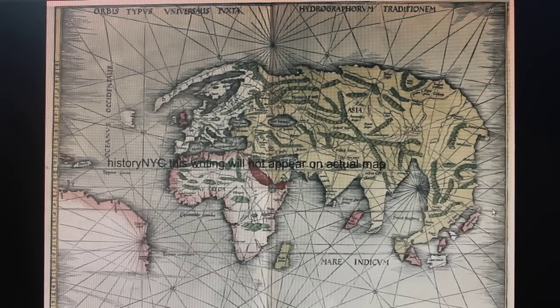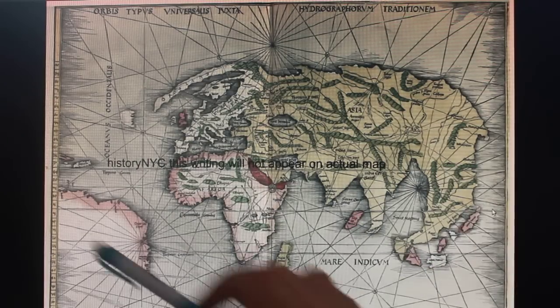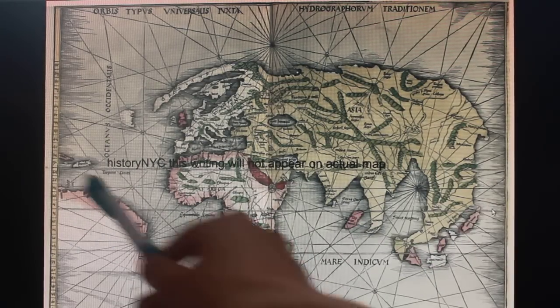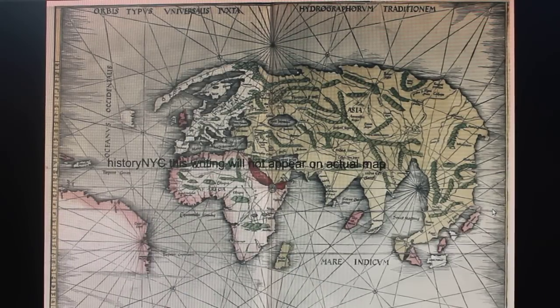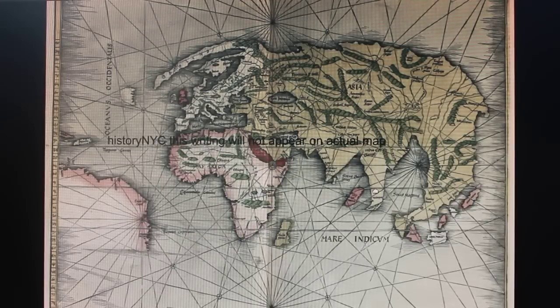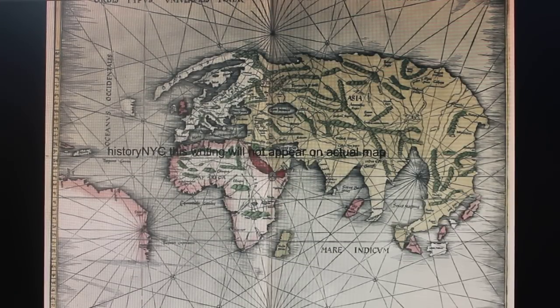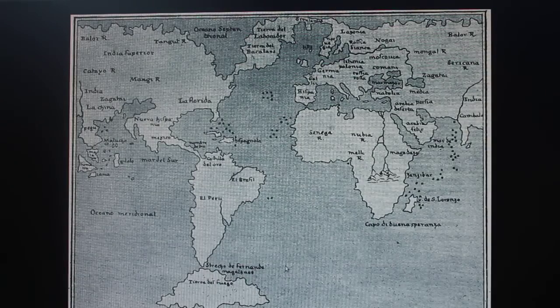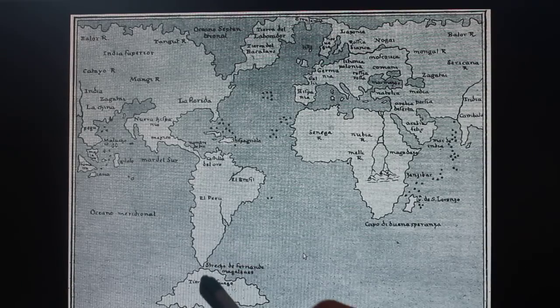Not sure if that's Ceylon or not. And this is a Ptolemy map. They've added America to it. They've added that. Bigger than it needs to be. No Australia. There is no Australia depicted on Roman maps. Here we show something, you know, I guess Antarctica. Terra del Fuego. Ferdinand Stretcher.